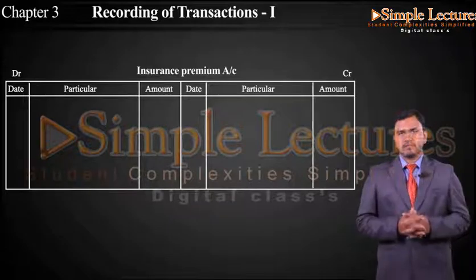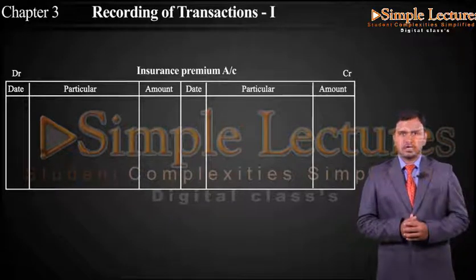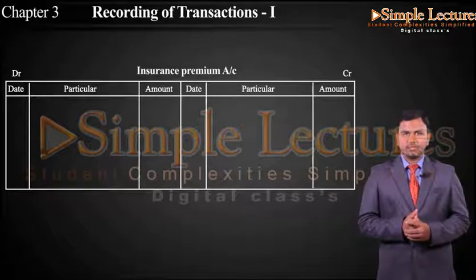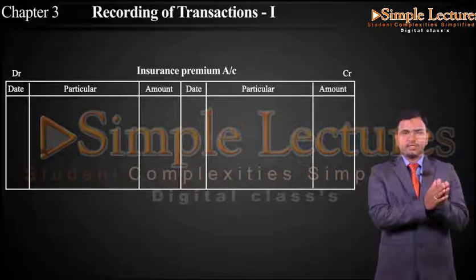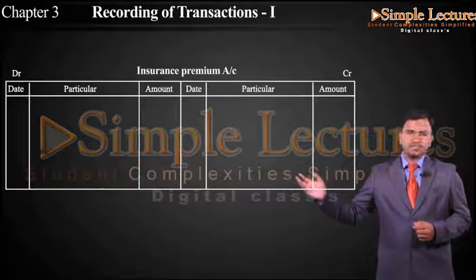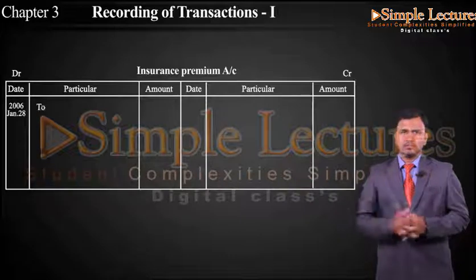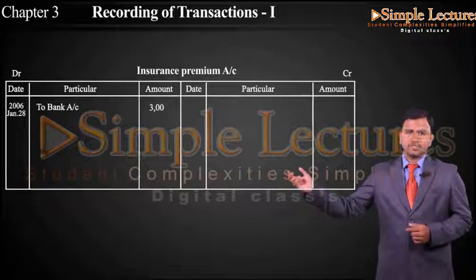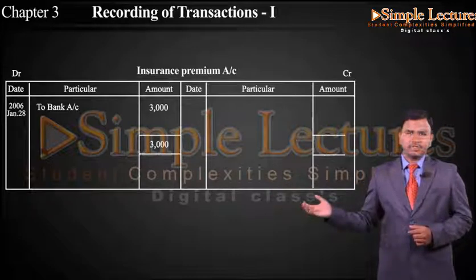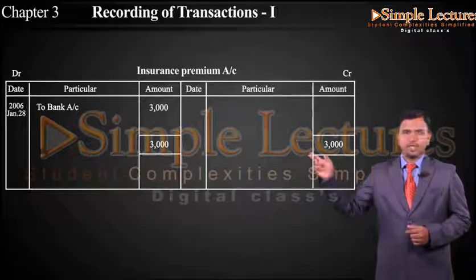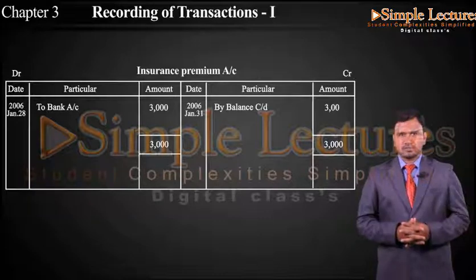Insurance premium account debtor to bank account 3,000. Insurance premium was debited against the bank, so it should be taken on the debit side. The date will be Jan 28 to bank account 3,000, and we take the total of the debit side 3,000, the same on the credit side 3,000, and above that Jan 31st by balance carried down 3,000.